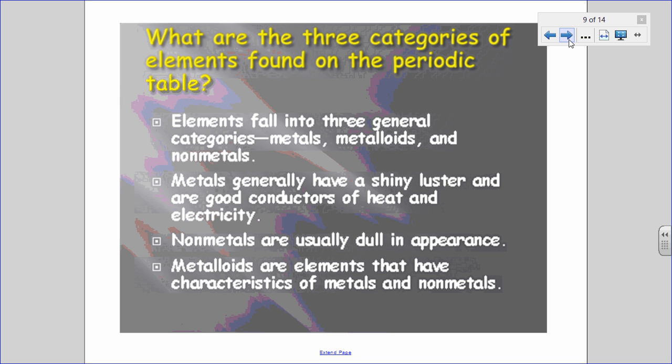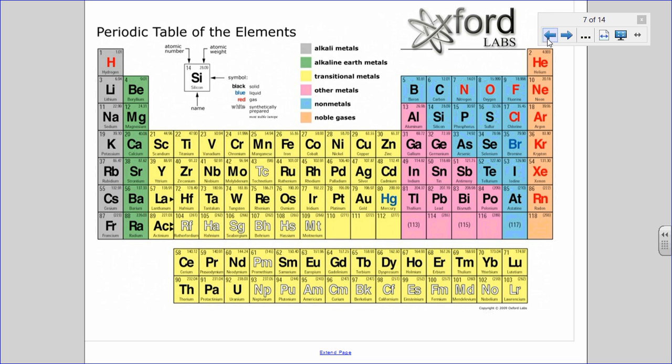Nonmetals are usually dull in appearance. And metalloids are elements that have characteristics of metals and nonmetals. So metalloids would kind of be like if you had a bond between metal and nonmetals, then their babies would be the metalloids, that they have characteristics of both. But let's go back to the modern day periodic table.